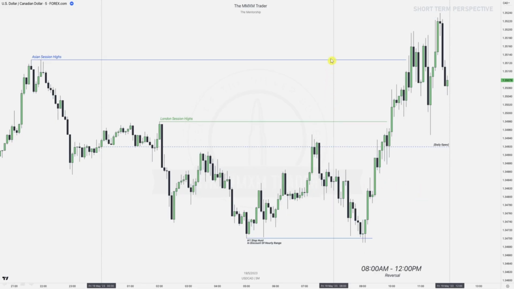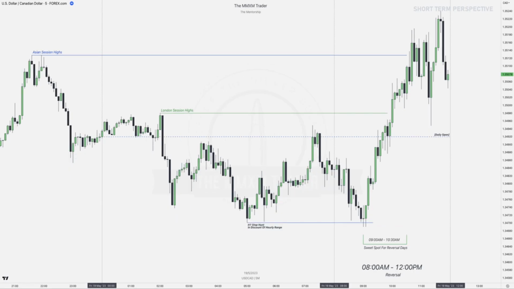Vertical line on our 8 a.m. to 12 p.m. time zone, right? That sweet spot for the bread and butter setup. Now again, hourly stop hunt down here, right? And then we continue up higher. Now think about, we talked about time earlier, right? What is the sweet spot for a reversal?